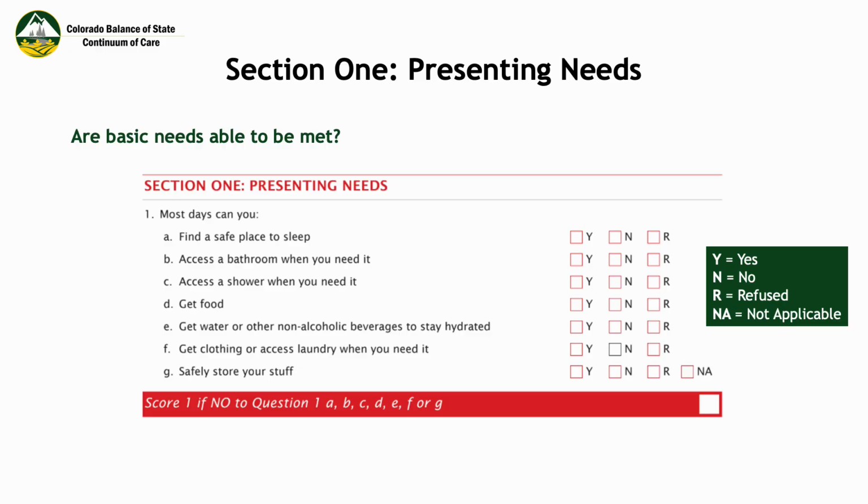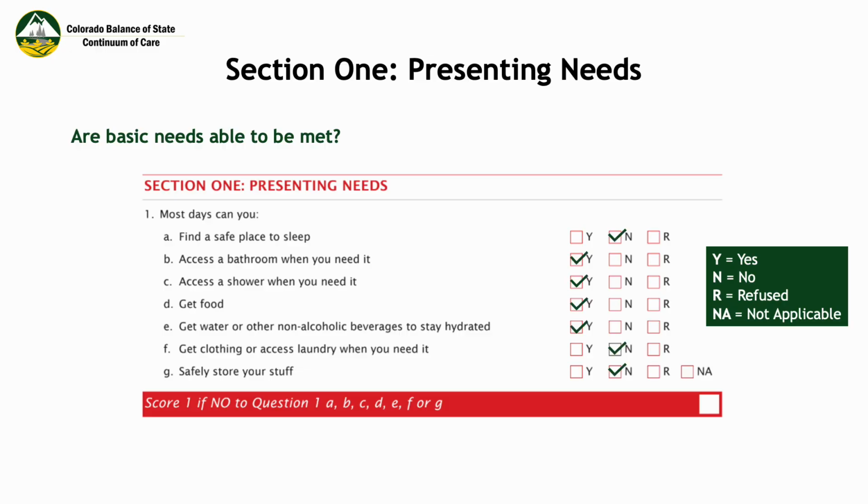Additionally, you'll see in the red banner across the bottom how to score the VI SPDAT. As a reminder, you'd never want to score the SPDAT in front of the person you're meeting with, or focus on the score. And if you are doing the SPDAT assessment in the Colorado HMIS database, it will score it automatically. During this training, we're going to walk through an example of a fake scenario and how someone might answer the assessment so that you can see how to score it.